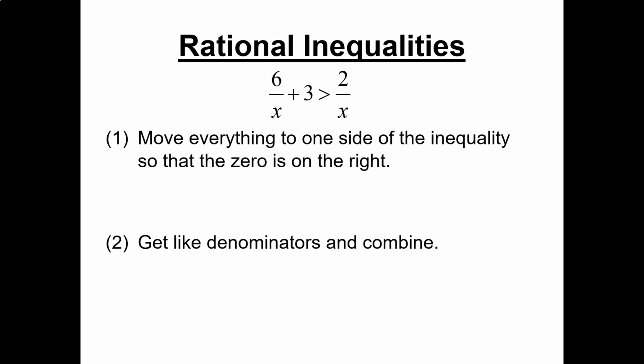Okay, so what this is going to look like for this problem is, whatever is over here, right now it is positive, right? We're just going to subtract it to move it over to the other side. So it'll look like this: 6 over x plus 3, that stays the same, minus 2 over x, and that will be greater than 0.